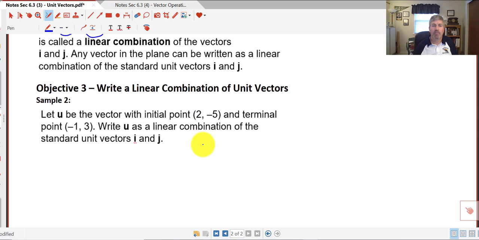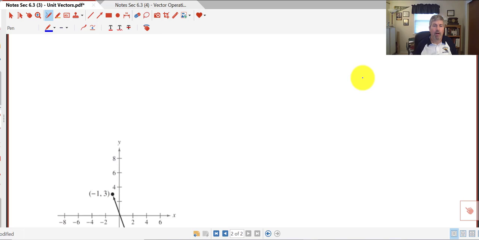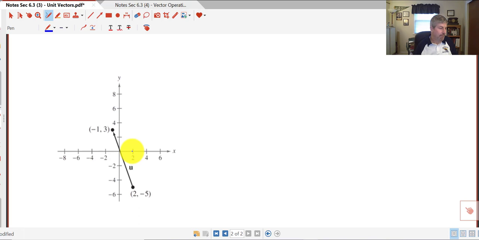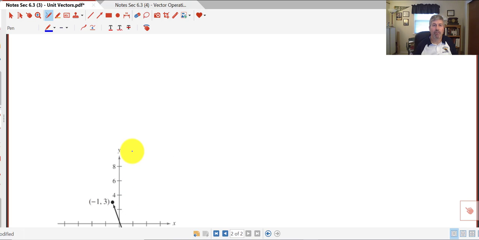Well, let's take a look at objective 3. We're going to write a linear combination of unit vectors. So we'll let u be the vector with the initial point 2, -5, and a terminal point -1, 3. And we've got a diagram of that below. So here is my vector. We started at 2, -5, and we went to -1, 3. That's our vector u. We want to write that as a linear combination of unit vectors.